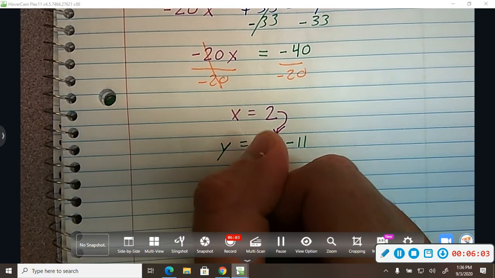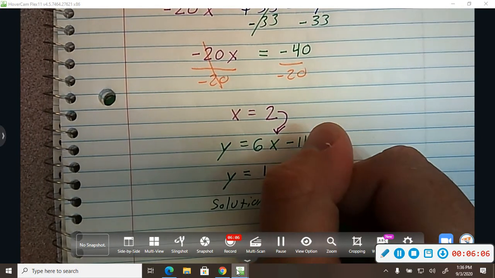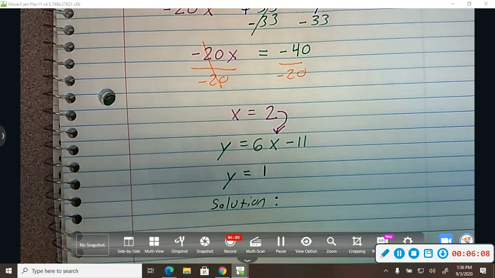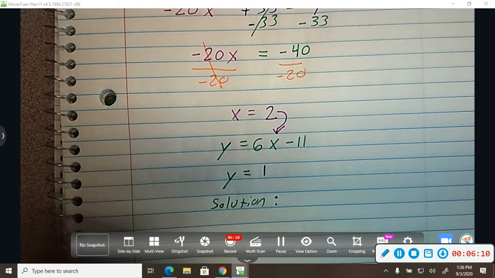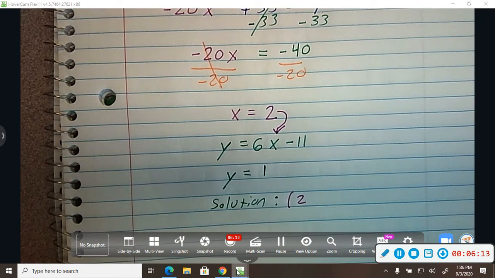Solution is x first. What was x? 2. And y is 1.